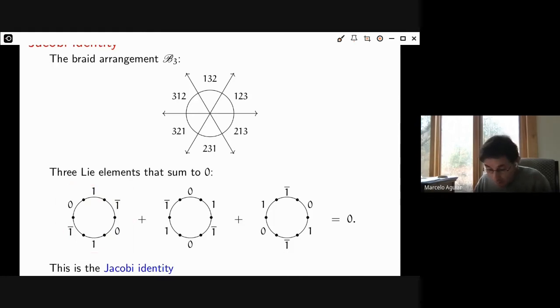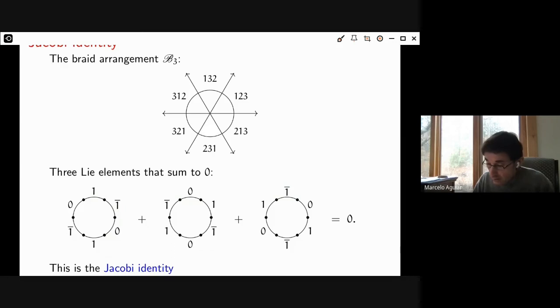And you see here what I do is I just rotate the picture clockwise 1 turn each time. And what I'm getting is 3 different elements of Lie. I observe that if I add them together, I get 0, because it just happens that the coefficients of that chamber add up to 0. So when I form these 3 elements and I add them up, I get 0. This is the Jacobi identity.